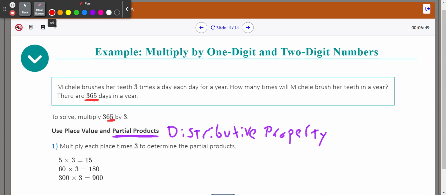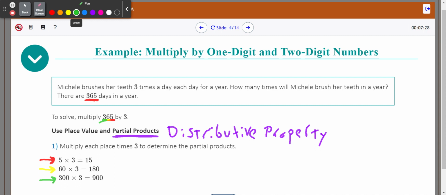Looking at 365, we see 5 in the ones column, which means the value is 5. So first we're going to do 5 times 3. Now looking at 365, we see 6. 6 is in the tens column, so its value is 60. So we're going to multiply 60 by 3. And then finally, we have 3. 3 is in the hundreds column, so its value is 300. So we're going to multiply 3 by 300.